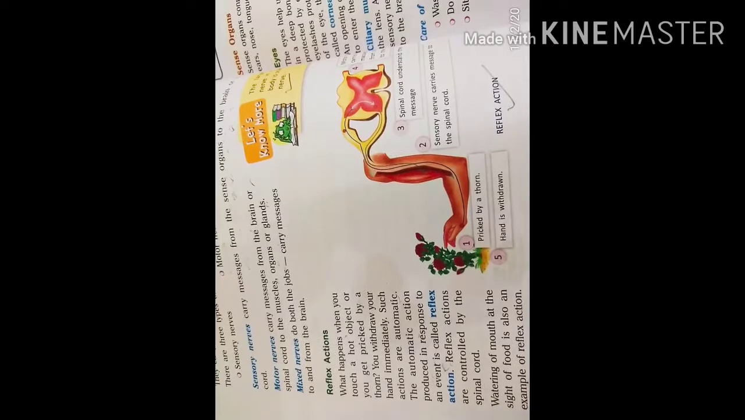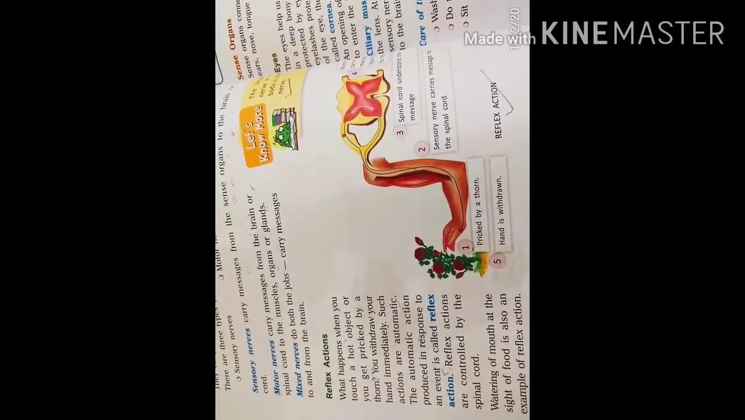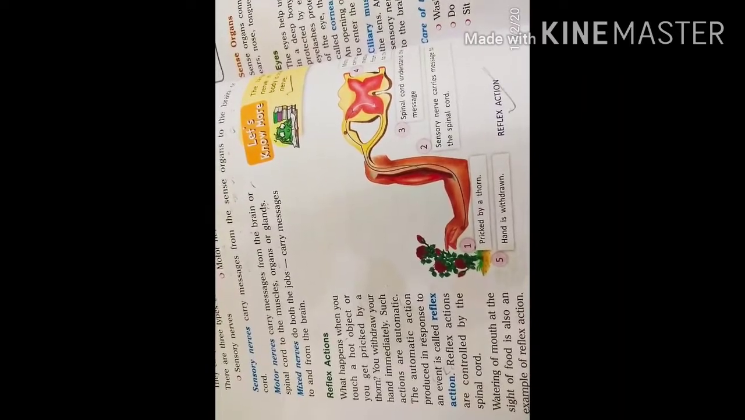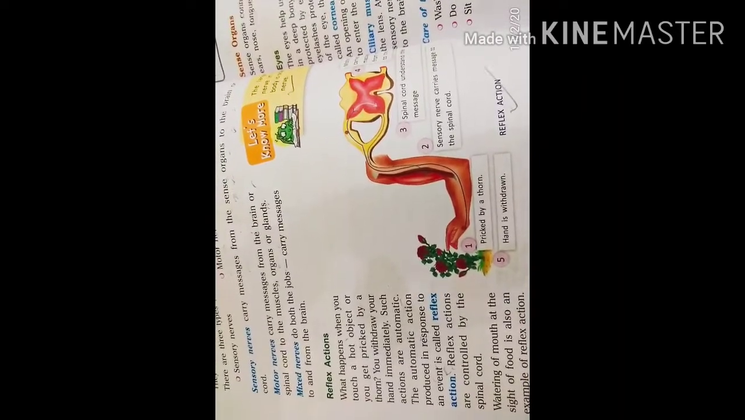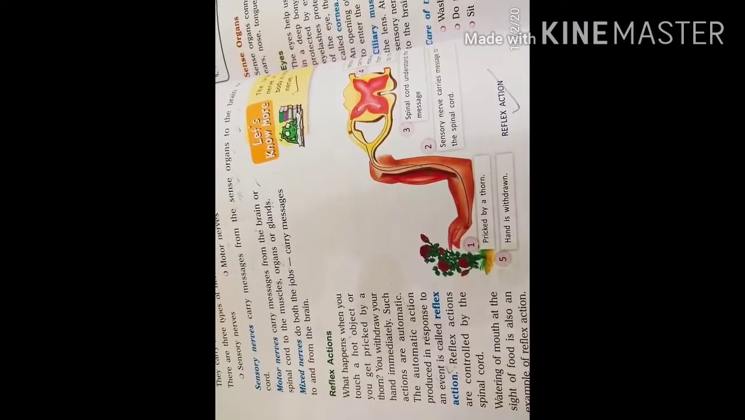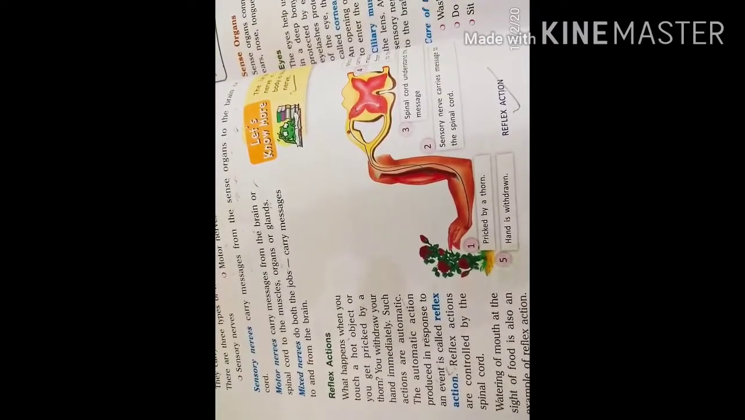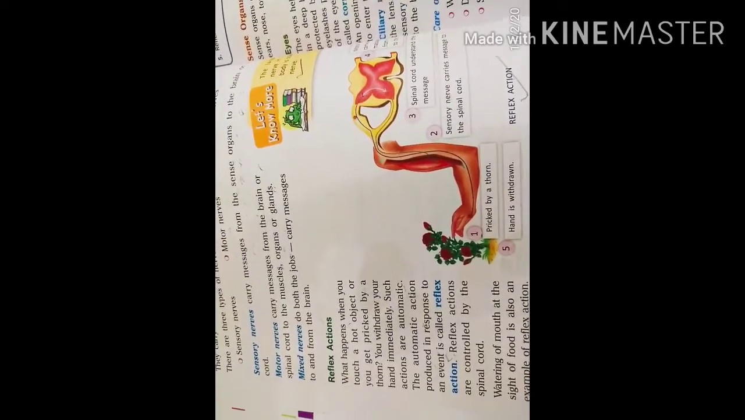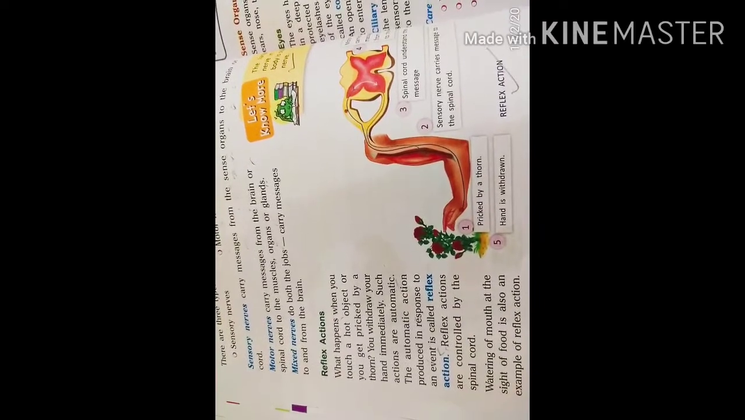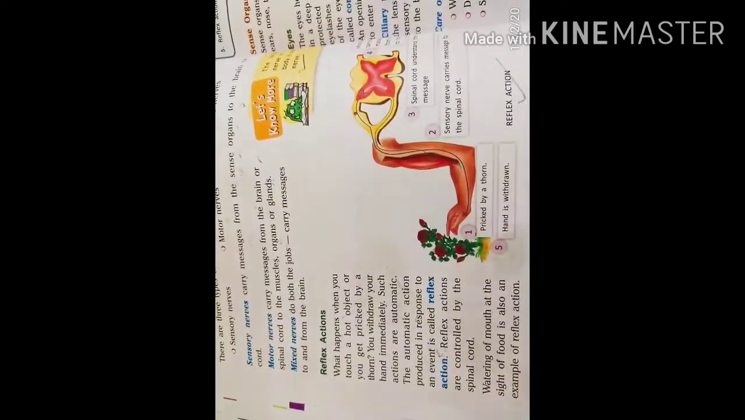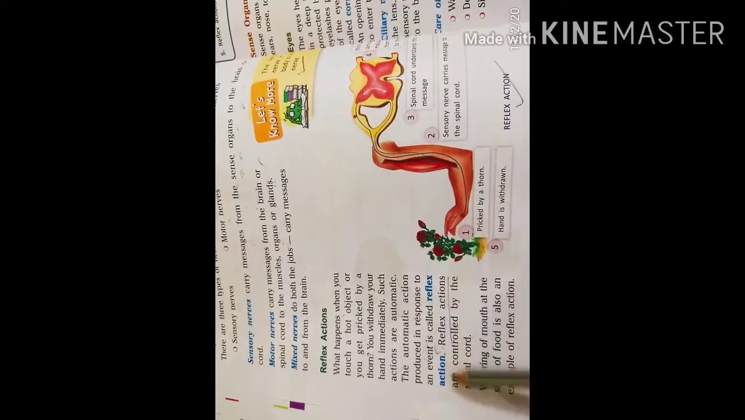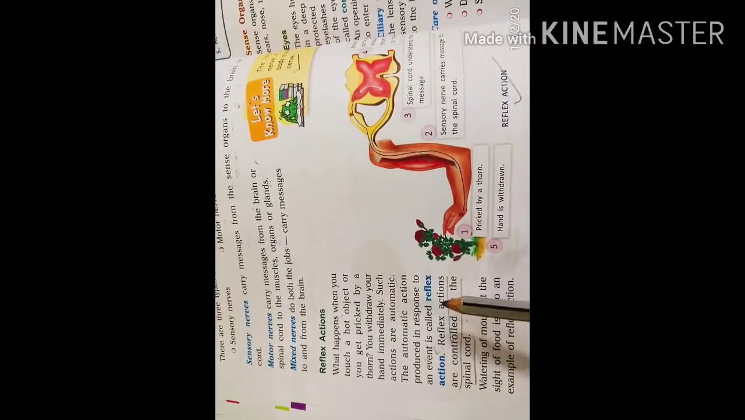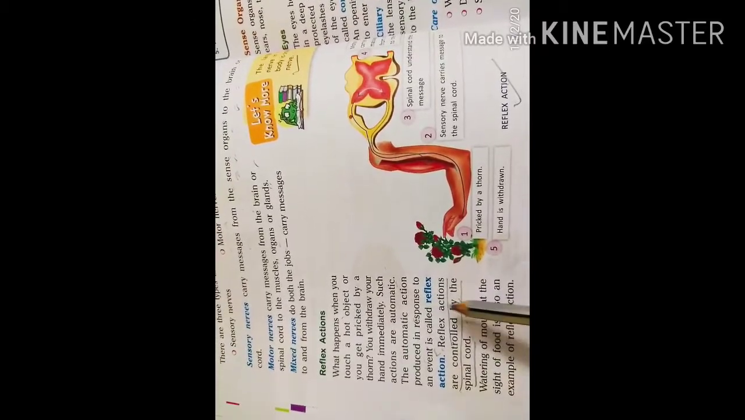When you touch any hot object, you immediately pull back your hand from that object. So this automatic, immediate response by your body towards that event is known as reflex action. Reflex actions are controlled by the spinal cord. It is a very important line. Reflex actions are controlled by the spinal cord. It is not controlled by the brain. It is controlled by the spinal cord.